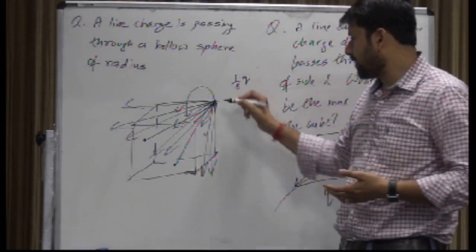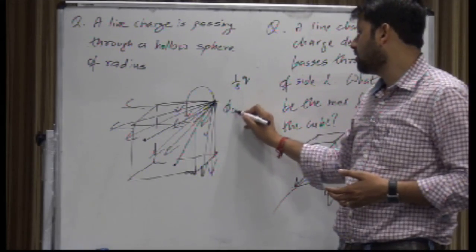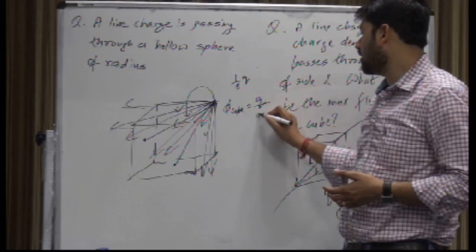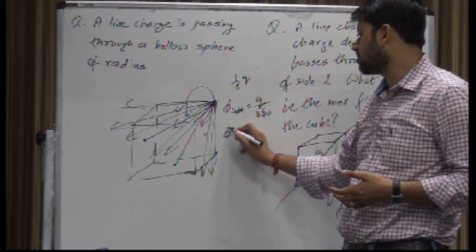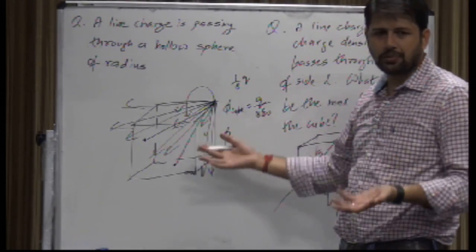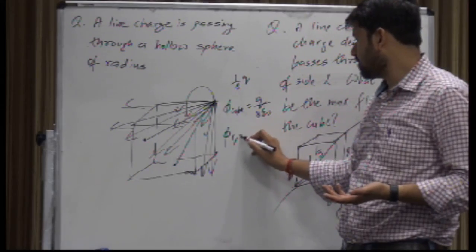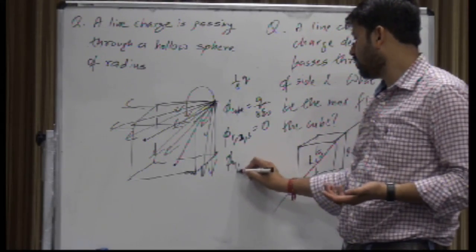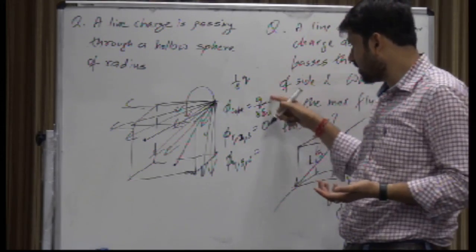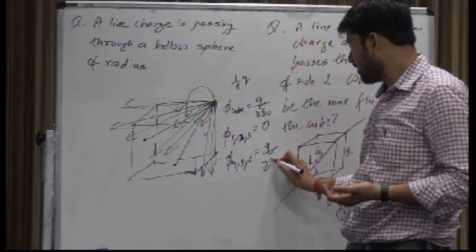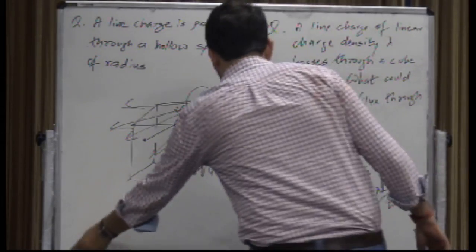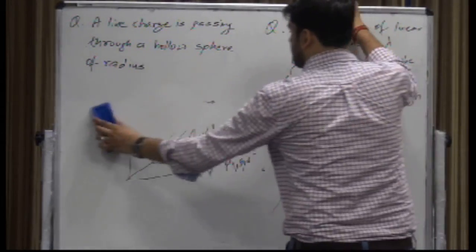While the flux through the whole cube is q upon 8 epsilon naught, the flux through faces 1, 2 and 3 is 0, while through 4, 5 and 6 it is 1/3 of this, q by 24 epsilon naught. I hope this is clear now. I'll come back to the question I was writing.